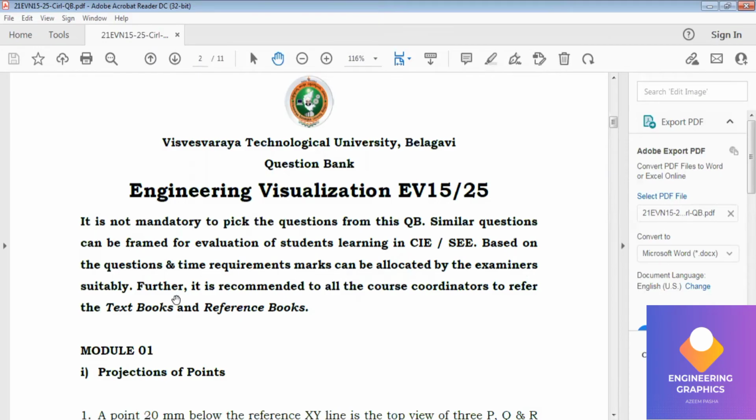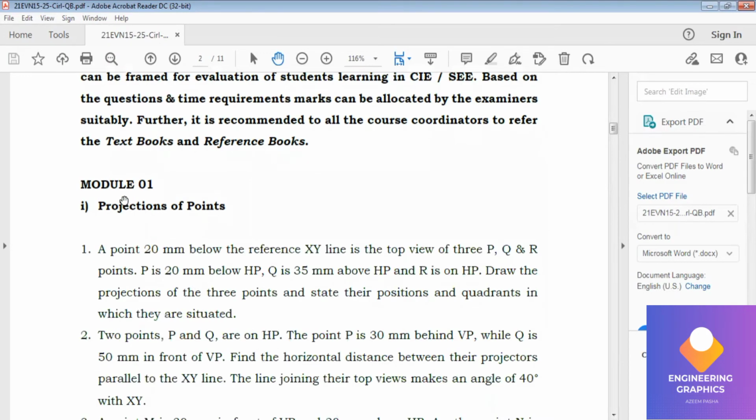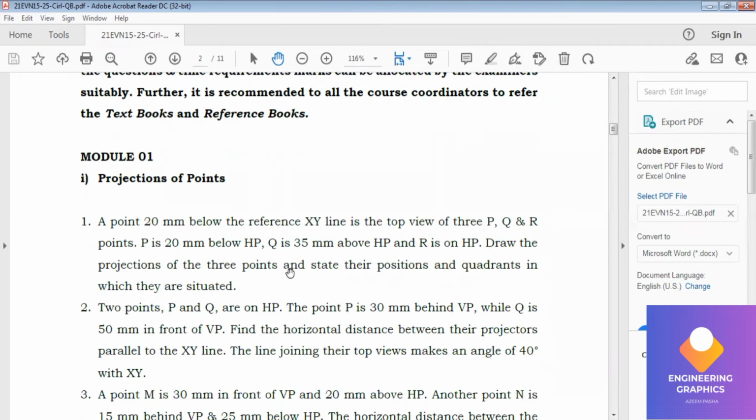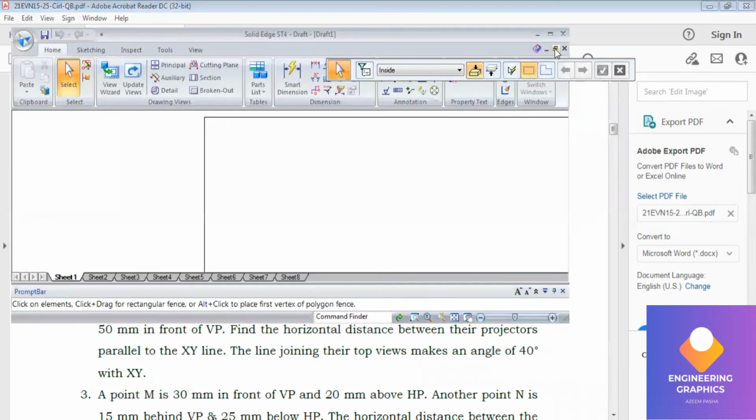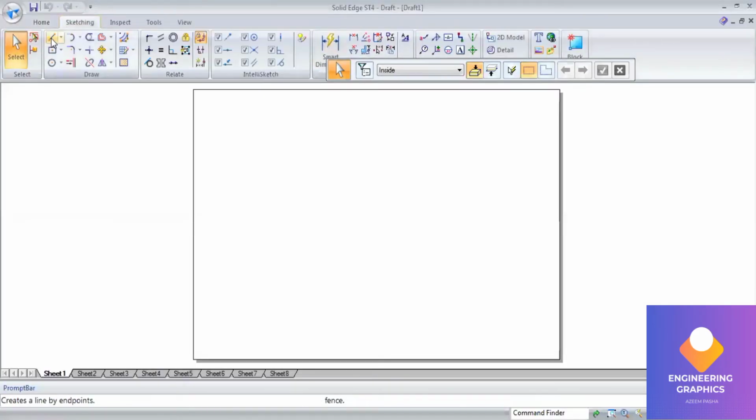So the examiners can refer to these questions for preparing an exam question, either for the internal or for the examination. They also have a choice: they can go for their own questions from the solution book. As mentioned here, it is recommended to refer to the questions from the textbook and the reference book. So here I am solving this Module 1 projection of points problem. The first problem I am solving here. All these problems I am going to solve in this video.